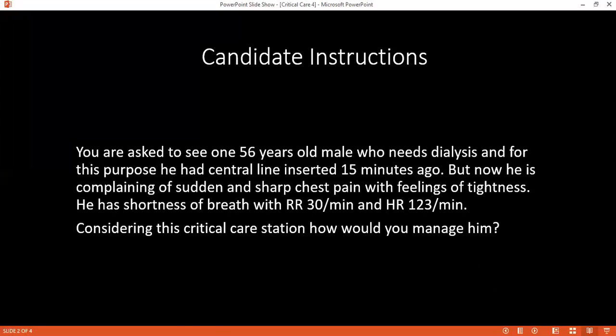Okay. First, when I enter the room, I will introduce myself to the examiner, and then I will wash my hands. And then when I go next to the patient, I will first ask him to say his name. You just introduce yourself, wash your hands, and then answer the question.